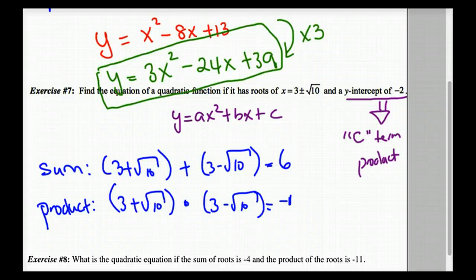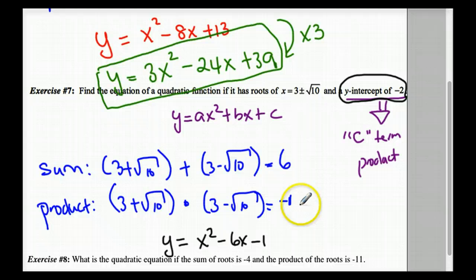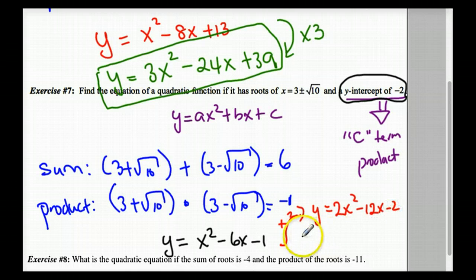So again, if I was to write this in regular form, I will write y equals x squared minus 6x minus 1. But the question asked me for a y-intercept or a c term of -2. So how do I get from -1 to -2? By multiplying everything by 2. So when I multiply here, I get y is equal to 2x squared minus 12x minus 2. And this in red is my final answer. Why did I multiply by 2? Because I need to go from a -1 to a -2.